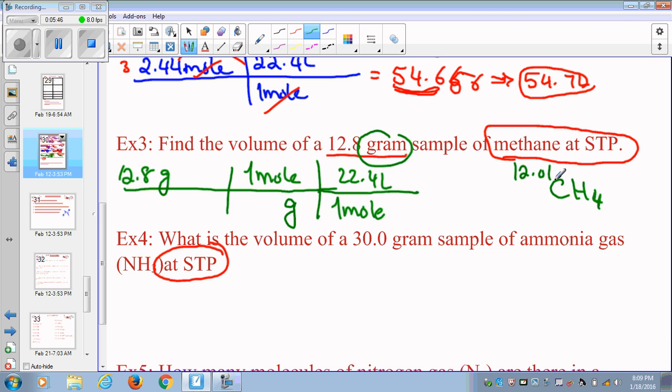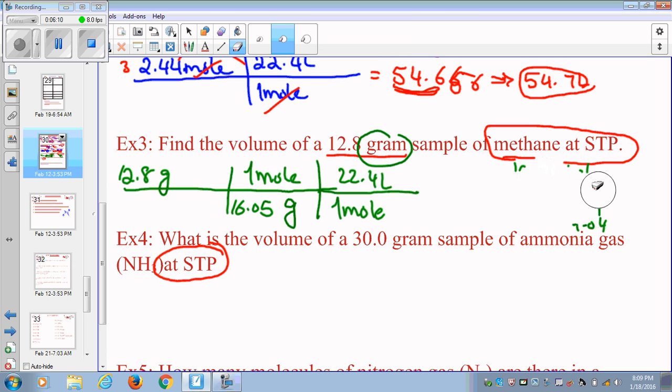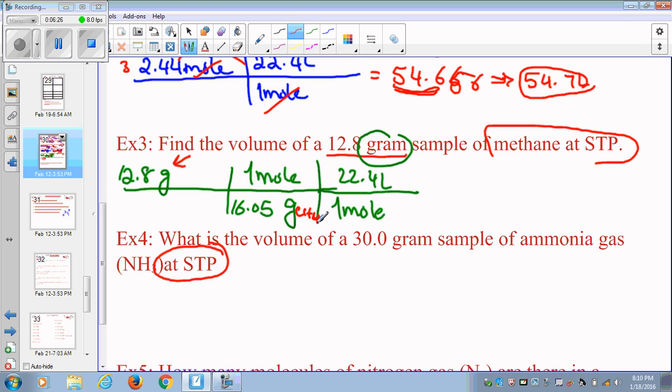Let's calculate the molar mass of methane. Carbon is 12.01. Hydrogen is 1.01. So my formula here is going to be 4.04 and 12.01. It is going to be 16.05. So this is the molar mass of CH4. Once I know the molar mass of CH4, I will divide my grams. 12.8 grams is right here, divided by the molar mass of methane, which is equal to 1 mole, and then 1 mole is equal to 22.4 liters.